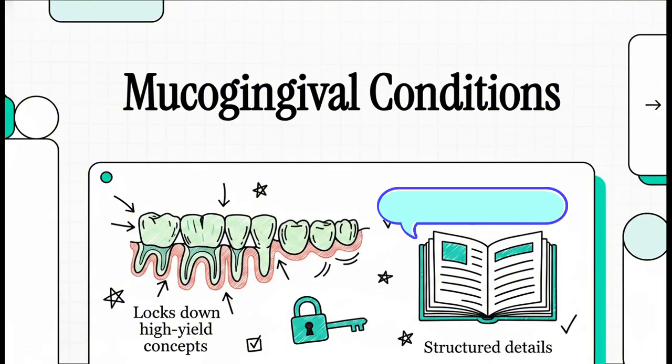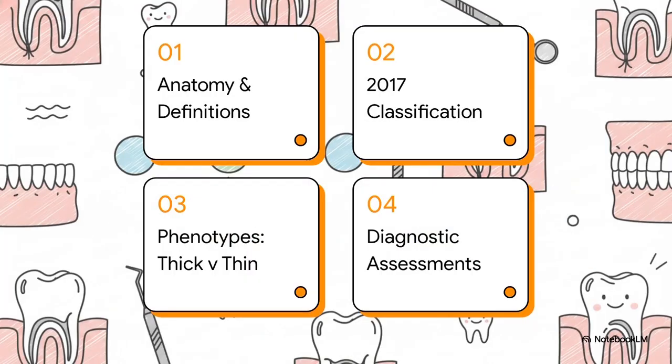Today, we're locking down high-yield concepts for your exams with this comprehensive explainer on mucogingival conditions. We're going way beyond the basic textbook summaries here. We want to give you the precise structure details you absolutely need to confidently tackle those tricky board questions. So here is our study blueprint for today.